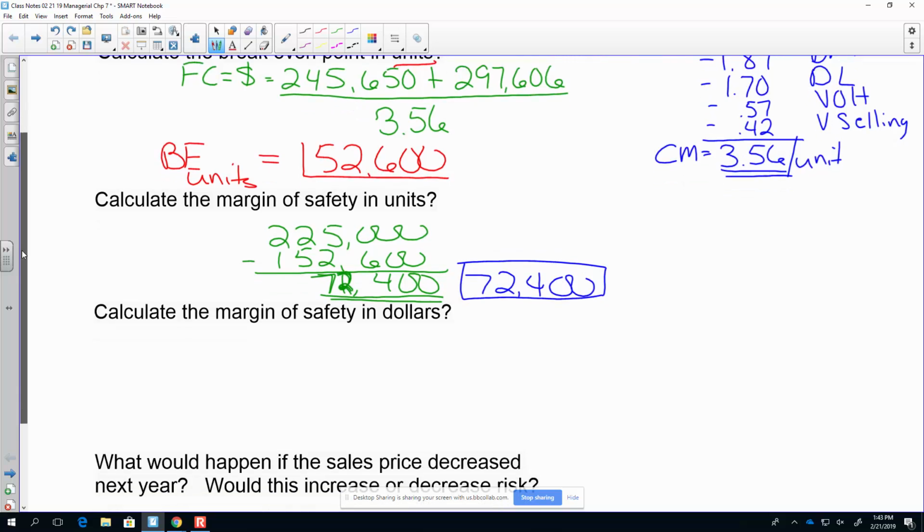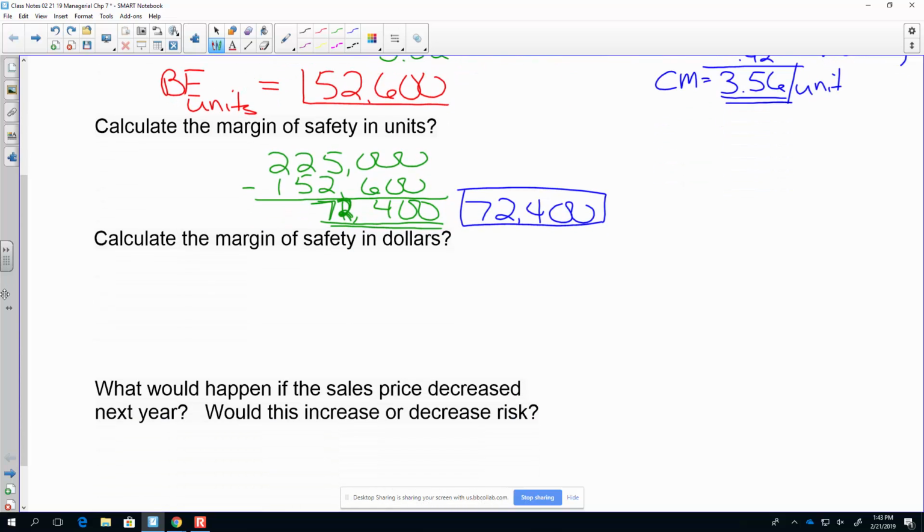Sorry, guys. And in dollars, we just simply take that and we multiply by the selling price. What is the selling price? It was $812.